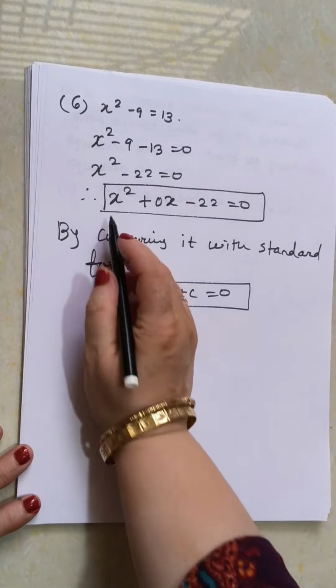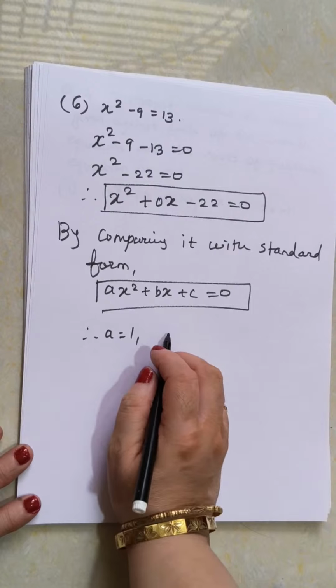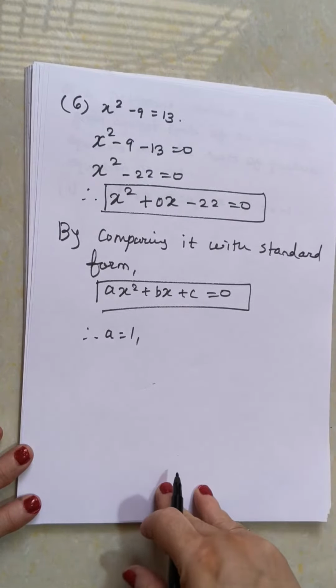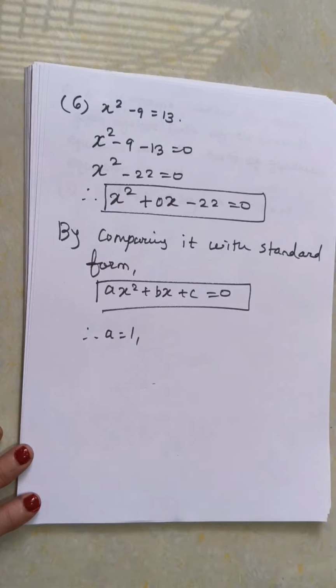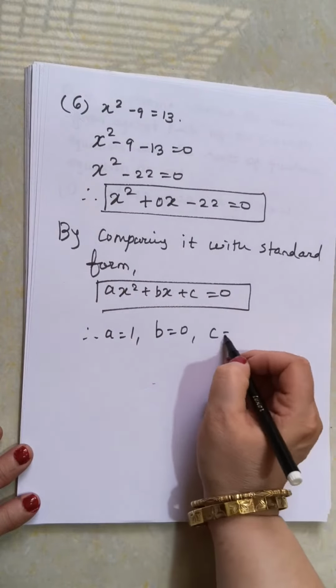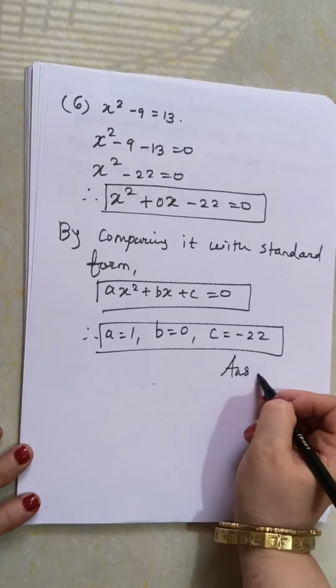So what will be a? A is 1. What will be b? Okay, I will be taking this last sum because 43 minutes are there. So rest of the sum I will be taking in next video. A is 1, b is 0 and c is negative 22. So this is my answer.